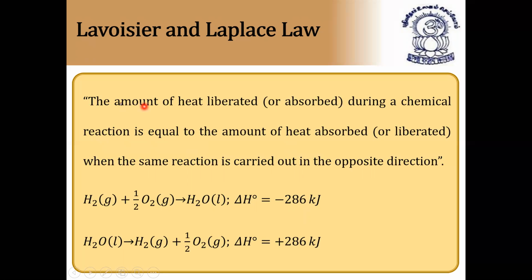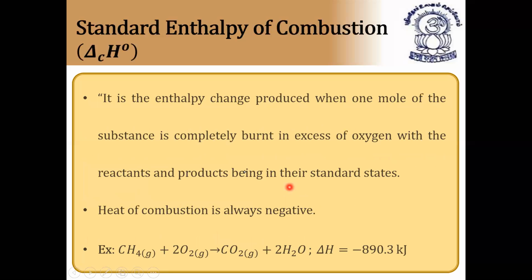According to the Lavoisier and Laplace law, the amount of heat liberated or absorbed during a chemical reaction is equal to the amount of heat absorbed when the same reaction is carried out in the opposite direction. That is, for the backward reaction and the forward reaction, the amount of heat required is the same, but with opposite sign. So in the formation of water from hydrogen and oxygen, we got the heat of reaction equal to minus 286 kilojoules, whereas the formation of hydrogen and oxygen from water, that is the reverse of the first equation, we got it equal to plus 286 kilojoules. I hope it is clear. Next.